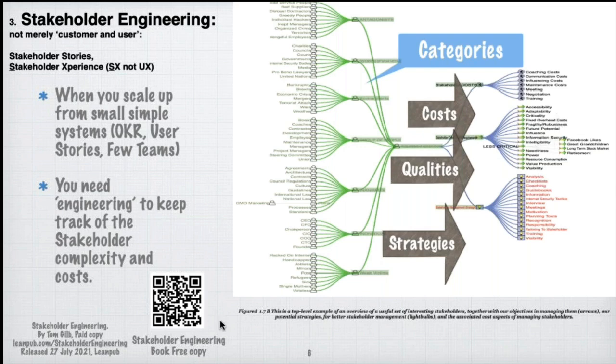Now, point number 3, stakeholder engineering. We have a culture which is very proud of itself, that it considers the users and the customers. Okay, that's what you'll find in things like the Agile Manifesto. Now, that's good, much better than just considering what the programmer wants to do, considering other people. But in large scale systems, there's much more to it than the customer and the user.